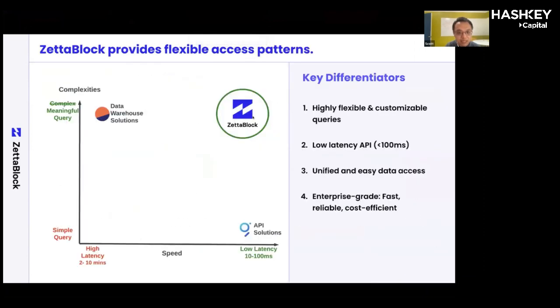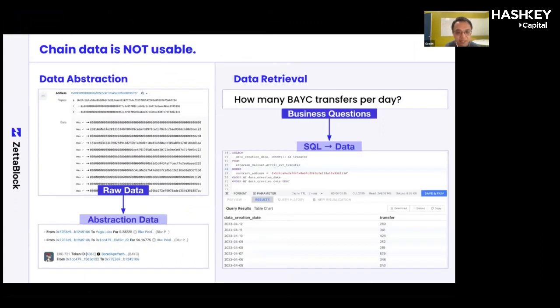Additionally, in this case, comparing to Dune and Alchemy, we allow users to write meaningful logic, but we also provide all the data in very low latency. So you can get the data in low latency, but with meaningful logic. And you can also plug it into your mobile app or application.